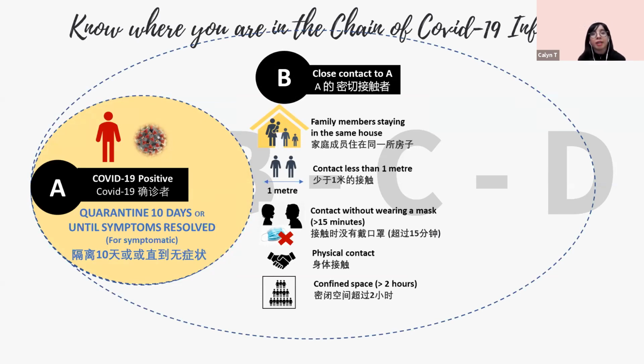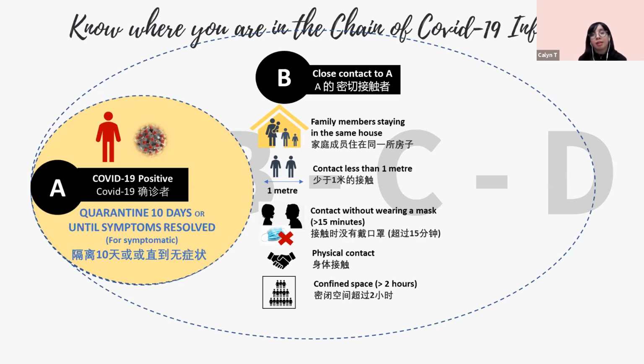Those who have contact less than 1 meter, why? Because droplets usually spread through a 1 meter distance. Those who have contact without wearing masks, especially more than 15 minutes, because the longer time you have contact with each other without masks, you are not protected, and therefore there's a higher risk.